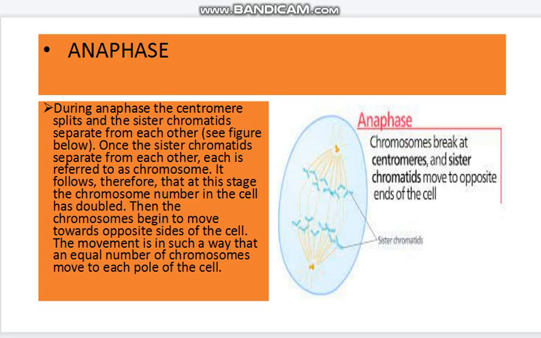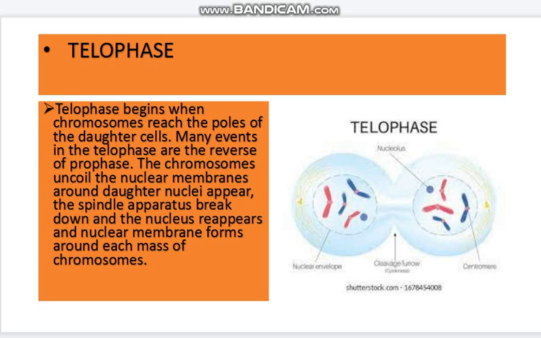The movement is in such a way that an equal number of chromosomes move to each pole of the cell. So an equal number is distributed among the two opposite sides. As you can see in the diagram, the chromosomes break at the centromere and the chromatids move to opposite ends of the cell. The next stage is telophase.